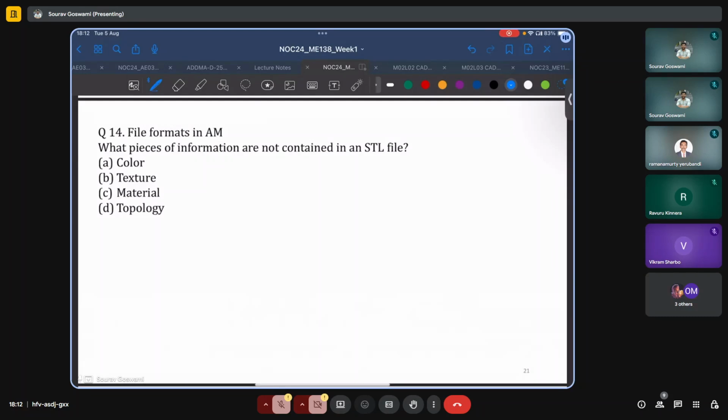Another question dealing with file formats in AM asks us what pieces of information are not contained in an STL file. We know that the STL file, or the standard tessellation language file, does not contain any information about the color of the material or the texture or the actual material composition or even the topology, because these are some of the drawbacks or limitations of the STL file format that we discussed. So all of these are true.